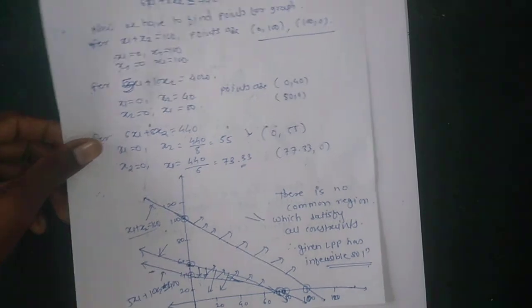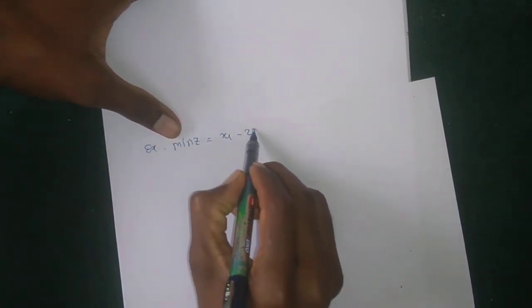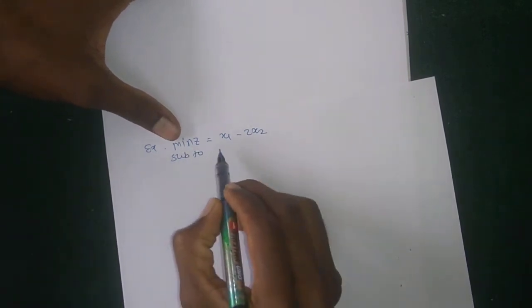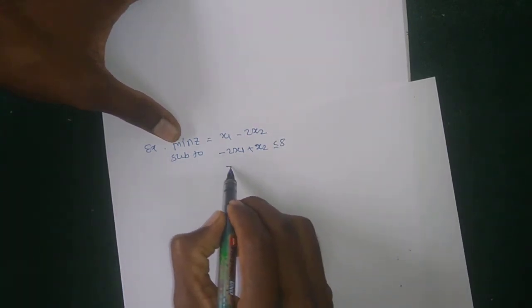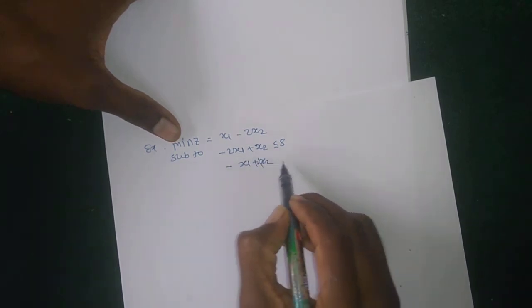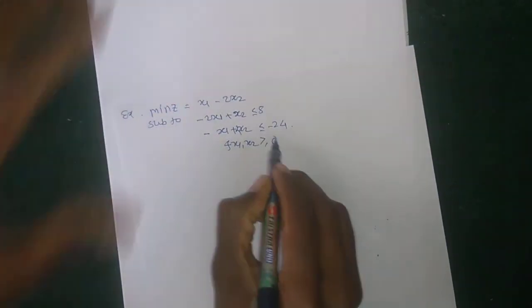Okay, this is one example. Then the next example: minimize z = x1 minus 2x2 subject to minus 2x1 plus x2 is less than or equal to 8. The next constraint is minus x1 plus 2x2 is less than or equal to minus 24, and x1 and x2 are greater than or equal to 0.